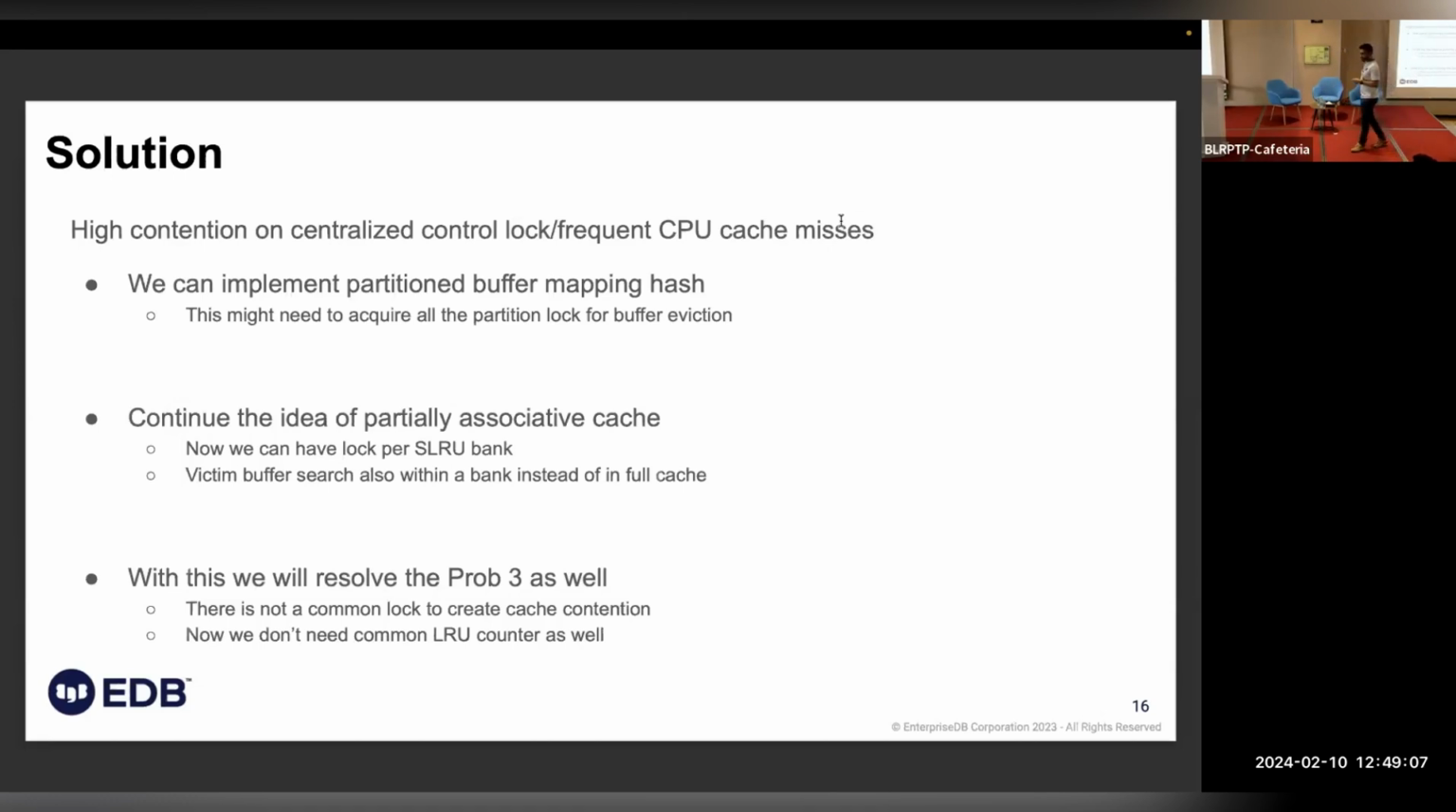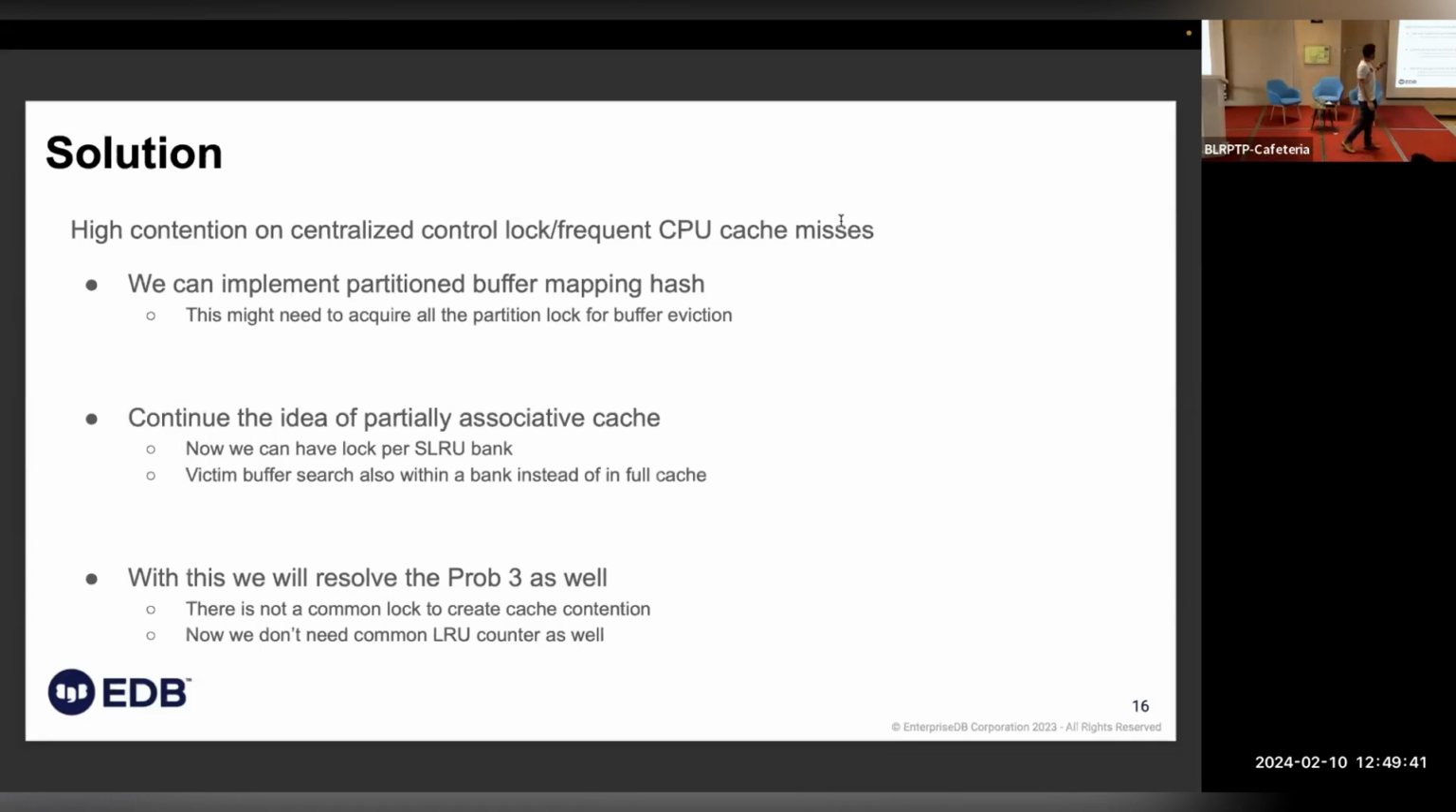And the last problem, where we are saying that we modify a common variable, whether it is a lock variable or the LRU variable, which I did not go into much detail about. Those variables we are also maintaining at the bank level. So the lock is at the bank level, the LRU victim buffer search is at the bank level, and the LRU variable, which tracks the least recently used buffer, is also at the bank level. So all these problems are now not global; all are local to each associative cache.